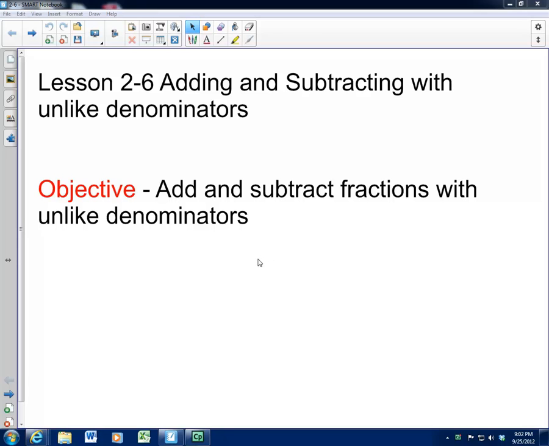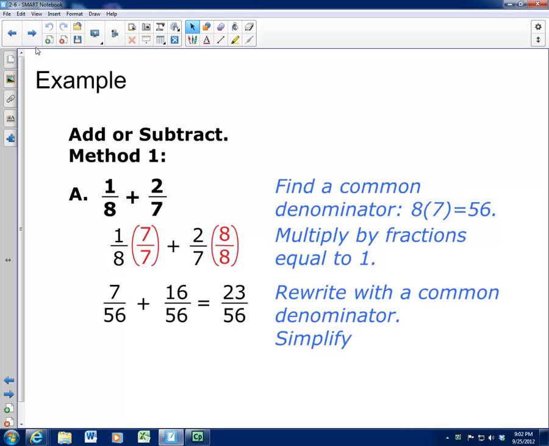Today we are going to be discussing lesson 2-6, which is adding and subtracting with unlike denominators. And our objective today is to add and subtract with fractions that have unlike denominators. All right, so let's take a look at our first slide.